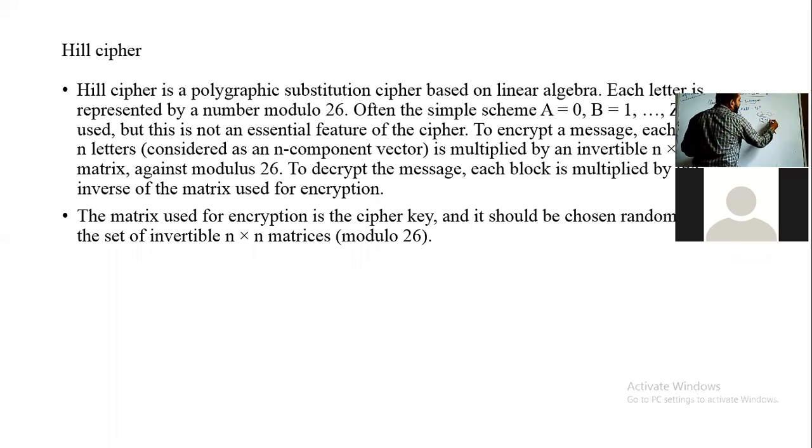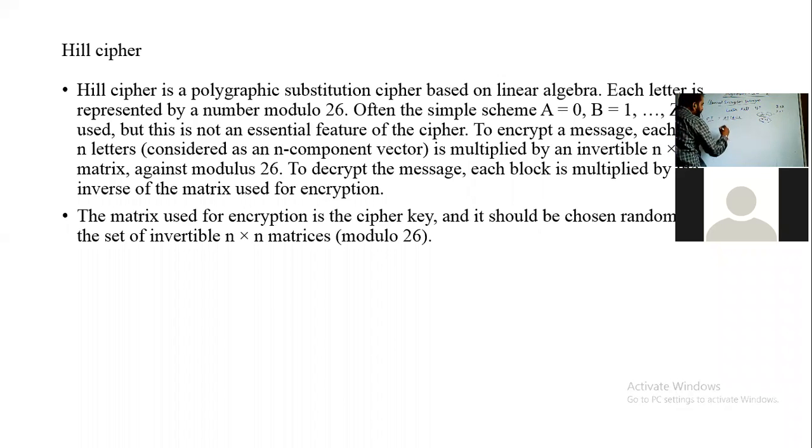This is for the key, this is for plain text, and we have to form pairs. Let us suppose we have the plain text ATTACK and a key of 2 by 2. In this way we have a 2 into 1 form of plain text vector. Now you have to convert this plain text into vector form.